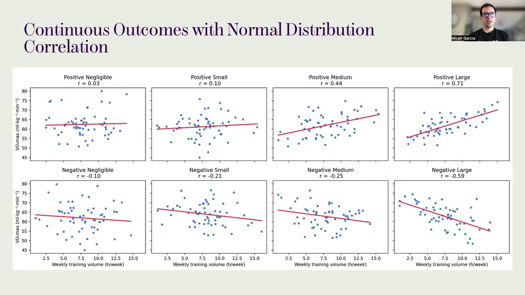Now, something I want to clarify: correlation does not imply causation, so it's not clear how these variables are related. Just because you increase your weekly volume doesn't necessarily mean you're going to increase your VO2 max. This is just a snapshot showing that those with a higher training volume have a higher VO2 max.